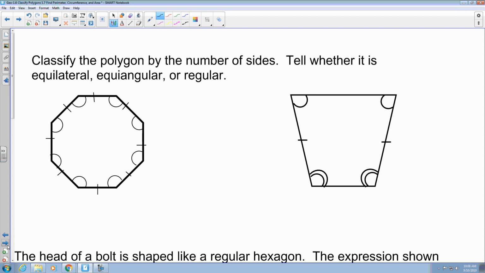Here it says classify the polygon by the number of sides. Tell whether it's equilateral, equiangular, or regular. So looking at this one here, let's call it A. This has got 1, 2, 3, 4, 5, 6, 7, 8 sides. So if it's an 8-sided figure, it's an octagon.